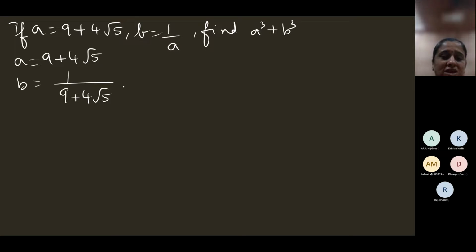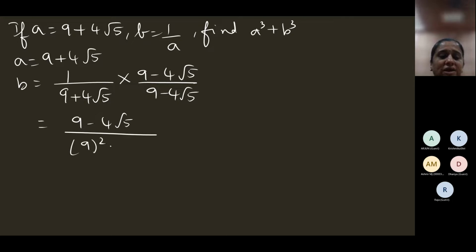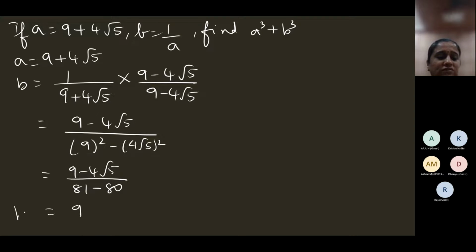Now the denominator is irrational, so you have to rationalize it like this. Then that will give you 9 minus 4 root 5 divided by 81 minus 80, since A plus B into A minus B is A square minus B square. 4 root 5 squared is 16 into 5, that is 80. 81 minus 80 is 1. So B is equal to 9 minus 4 root 5.